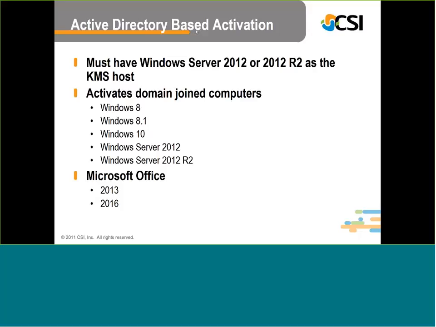And so in order to do that, we must have a 2012 or 2012 R2 server as a KMS host. Just to do KMS, I could do a 2008 R2 KMS host, but for this we must have a 2012 or 2012 R2 host. And then it'll activate domain joined computers for Windows 8, 8.1, 10, 2012, and 2012 R2, and for Microsoft Office 2013 and 2016, i.e. the new stuff. So not Windows 7, not Office 2010 and before, all right?